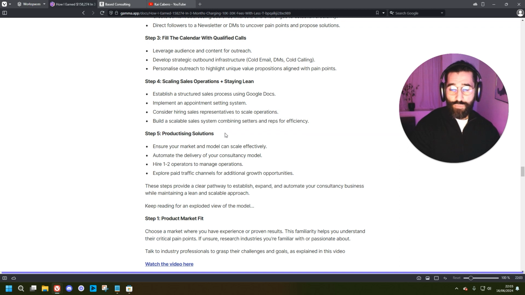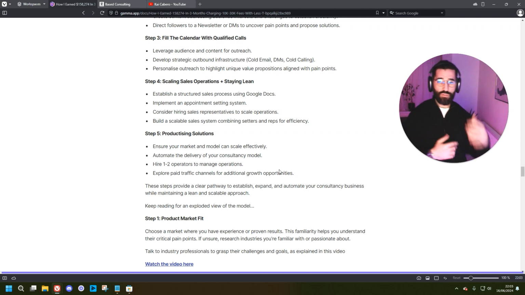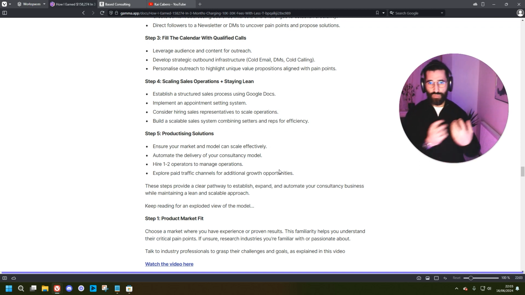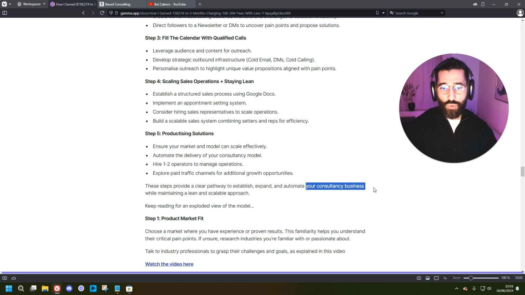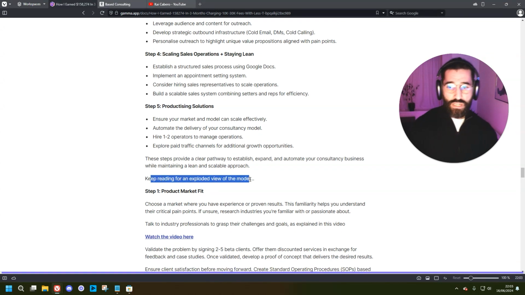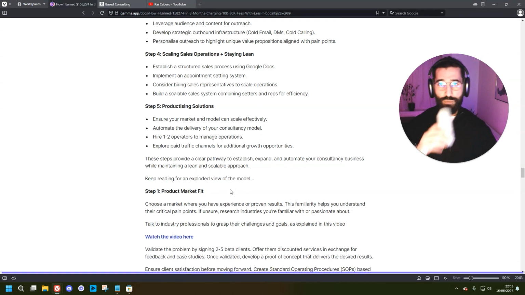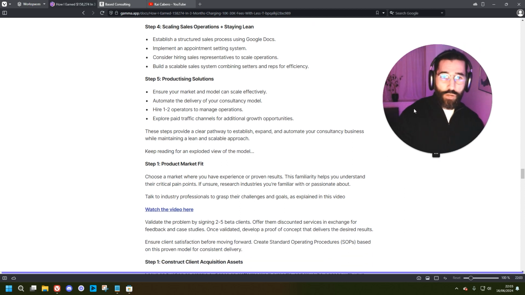So step 5, productizing. Ensure your market and model can scale effectively. Automate the delivery of your consultancy model. And like I mentioned, hire 1 to 2 operators to manage operations and explore paid traffic channels once you've added another 30K MRR or something like that, you can just reinvest that back into ads and take that further. So these steps simply provide a clear pathway to establish, expand, and automate your consultancy business while maintaining a lean and scalable approach. So keep reading for an exploded view of the model. And I'll just take another zip here because we've got a lot to cover. So step 1, product market fit, right?